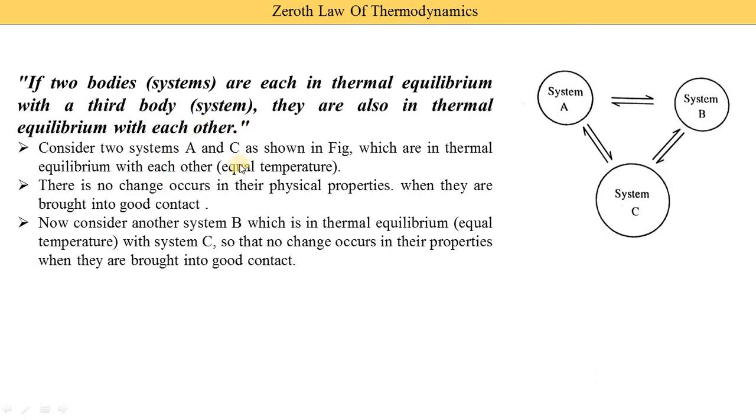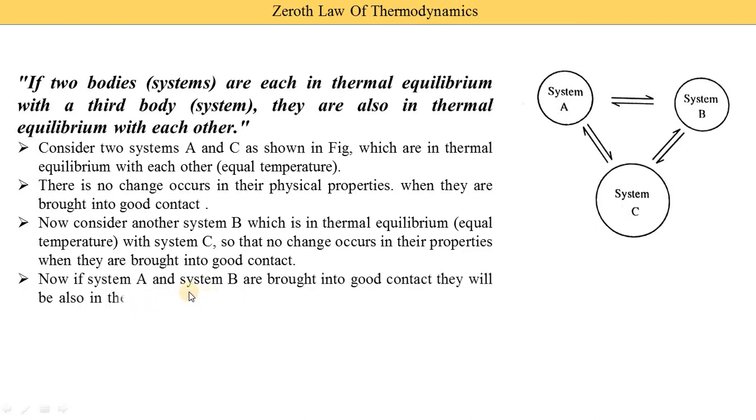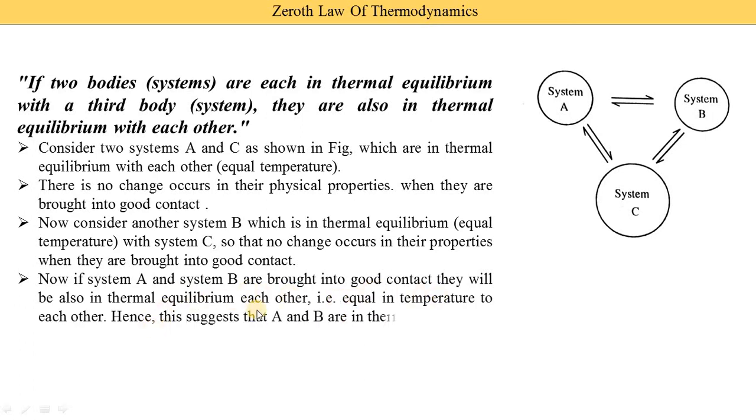At first we considered that bodies A and C are in thermal equilibrium. Now we consider that B and C are in thermal equilibrium. So what about A and B? Suppose A is in thermal equilibrium with C and B is in thermal equilibrium with C. So by default A and B are also in thermal equilibrium with each other. So now if system A and system B are brought into good contact, they will also be in thermal equilibrium with each other, equal in temperature. Hence this suggests that A and B are in thermal equilibrium with each other.